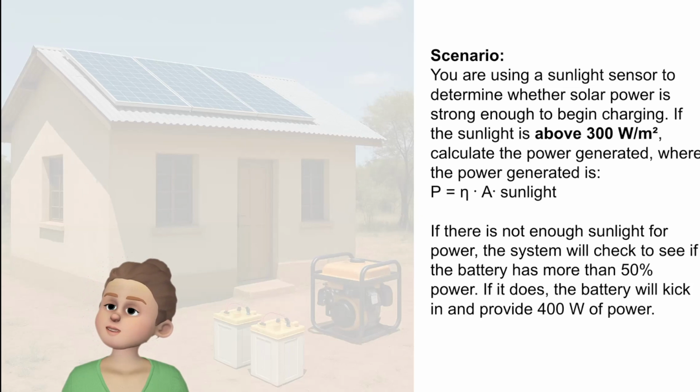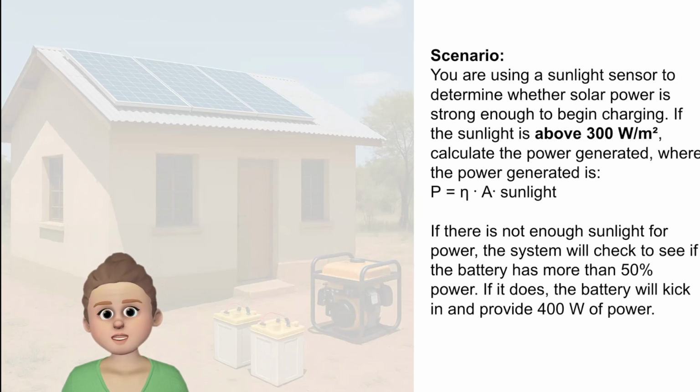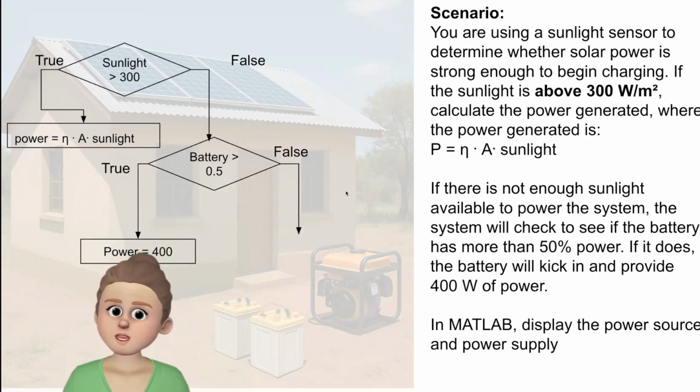However, the batteries can only be used if they're holding at least a 50% charge. So we're going to have to check that condition. So we'll have an else if the battery is greater than 0.5 and we have that battery power. The batteries always supply a constant power supply of 400 watts. So let's take a look at what the flow chart would look like.